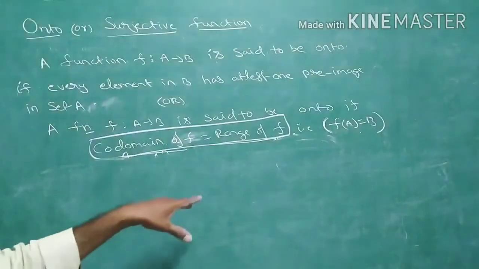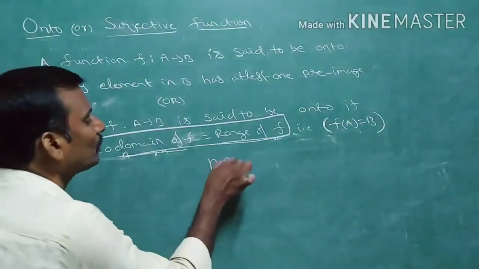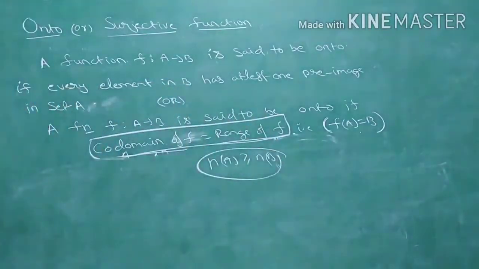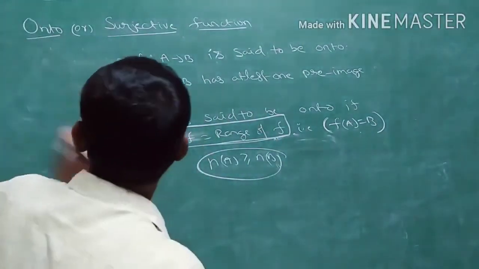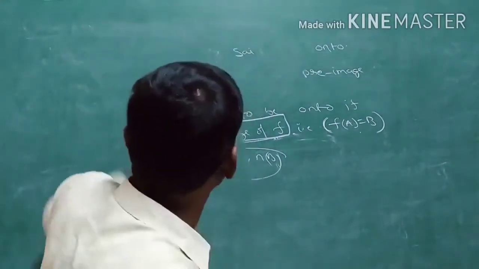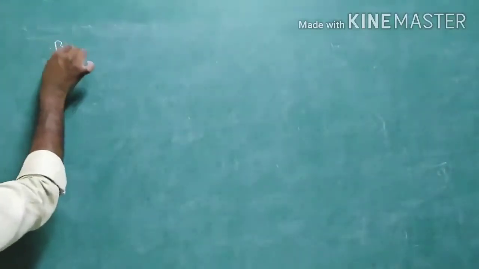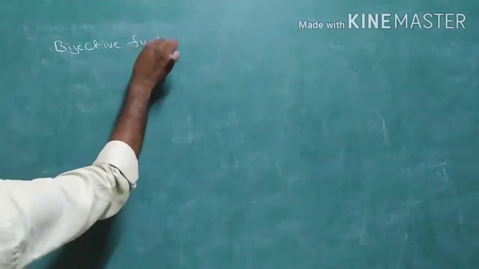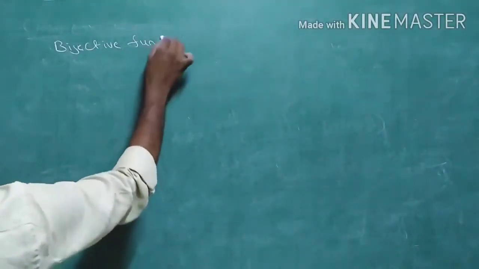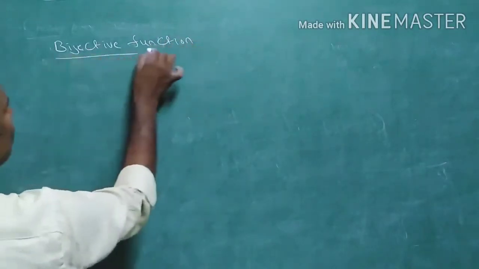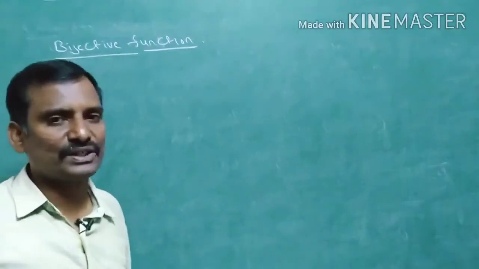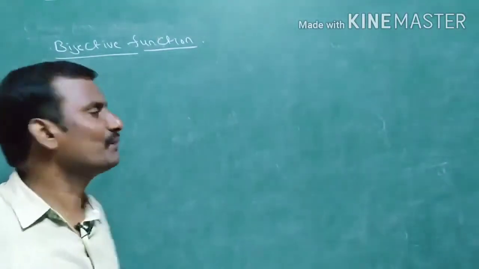And the condition I have also explained. What is the condition for onto? n(A) is greater than or equal to n(B). Okay. Next, bijective. The next definition is bijective function. So bijective functions are one-one and onto functions. That one also is a one-one and onto function.